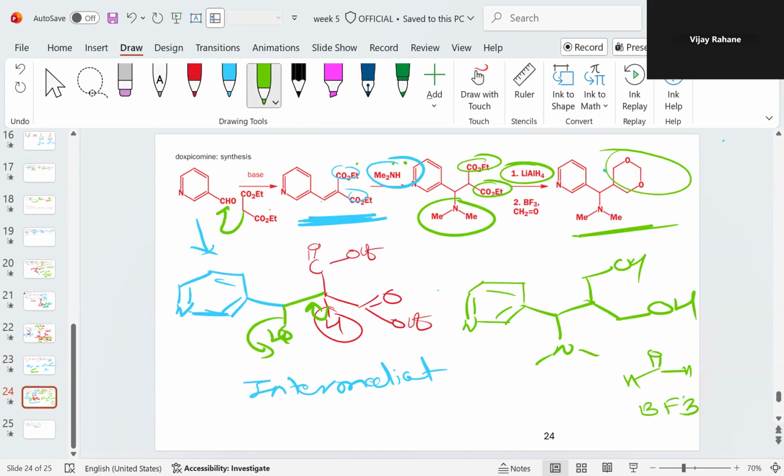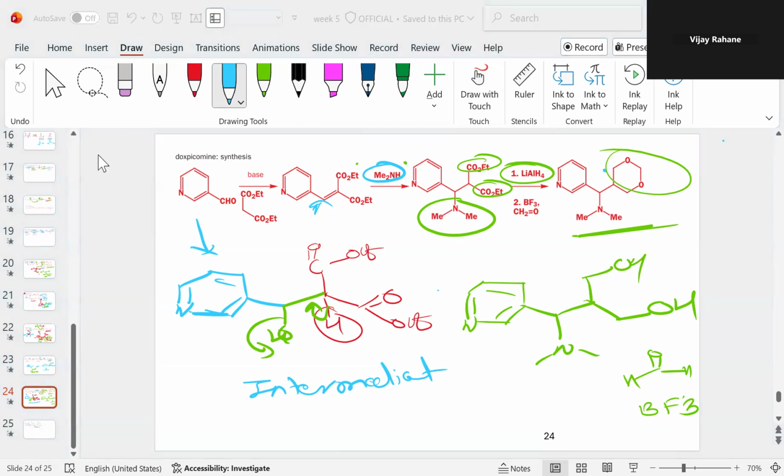So in this example, we have seen multiple reactions, like reduction of the esters followed by this acetal formation. This was the last step. However, in between we have seen the addition of this amine on the beta position. This is the electrophilic position, the beta position, so on the beta position this nucleophile shows the addition.